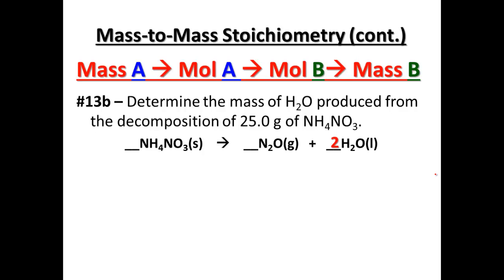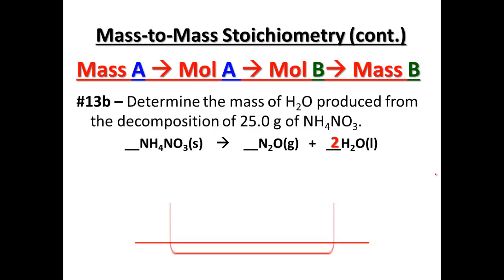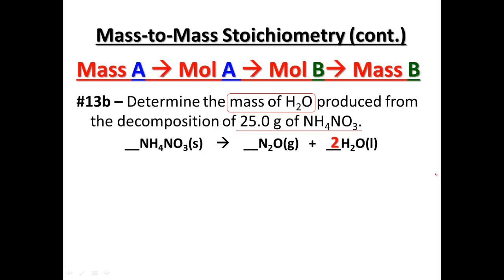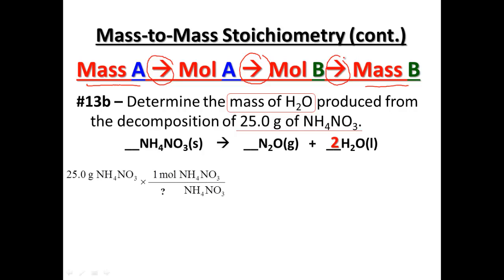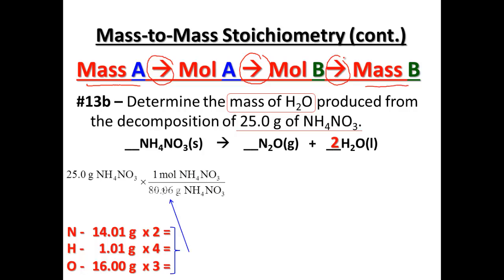And our last problem to work through is the one where we'll see the mole to mole ratio. If we were to start with 25 grams of ammonium nitrate, how much water would we need? Our first step: where are we going to start up top? We're starting out with grams of A. We need to go through a conversion all the way to mass of B: mass to moles, mole to mole ratio, and then moles back to mass.